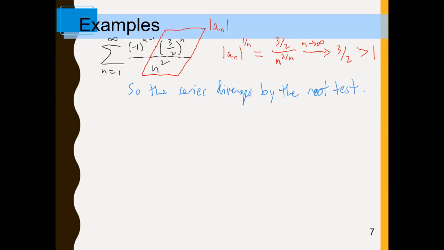That's actually how we did n to the 1 over n, and it turns out that the same method works no matter what. Yeah, that's right.